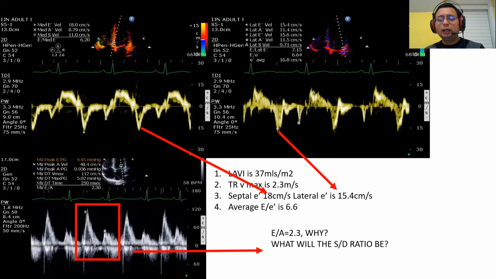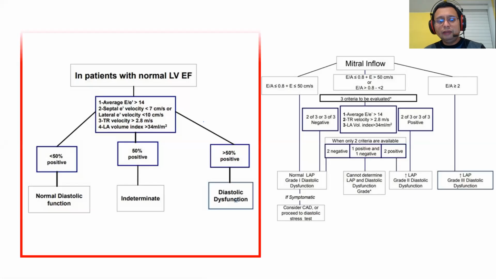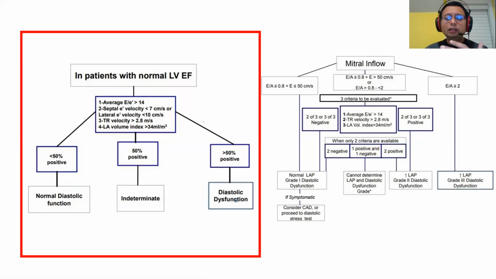So let's look at algorithm 1. If you look at algorithm 1, even though the left atrial volume index is abnormal, it is high, that is only one criterion. So one criterion is abnormal, but 3 are normal. If you follow the algorithm, the patient actually has normal diastolic function. You do not need to go into algorithm 2.